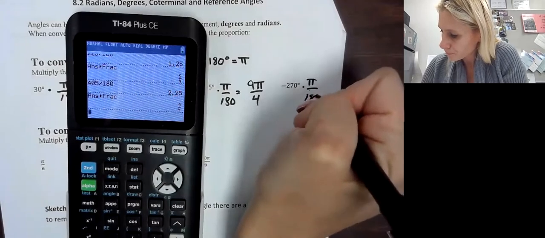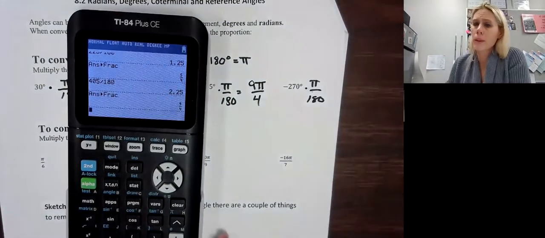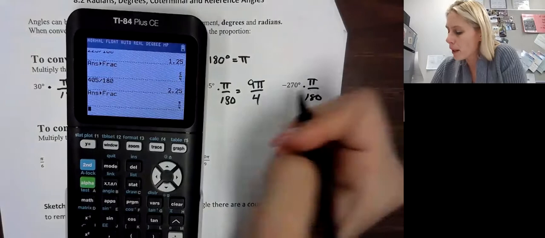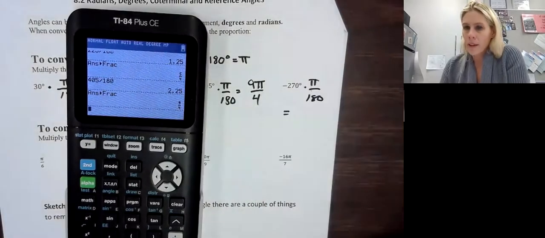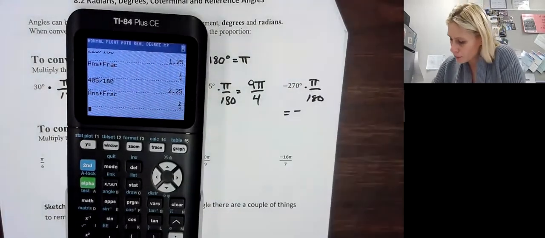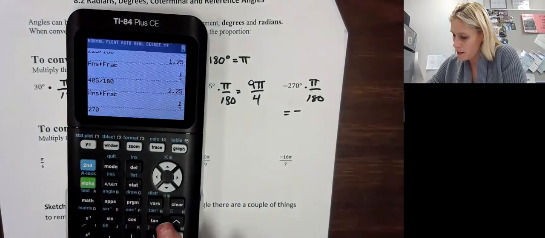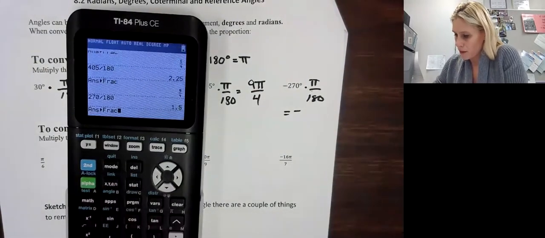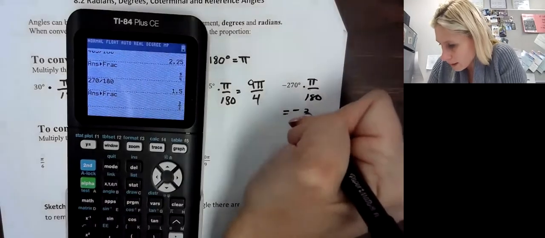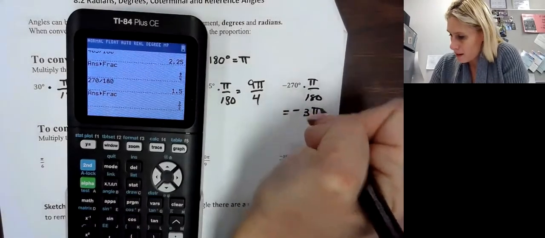Okay. In your calculator, if you want to put that negative in, go for it. But in other words, you know that radian is going to be negative. So 270 divided by 180. And then math, enter, we get 3 pi over 2.